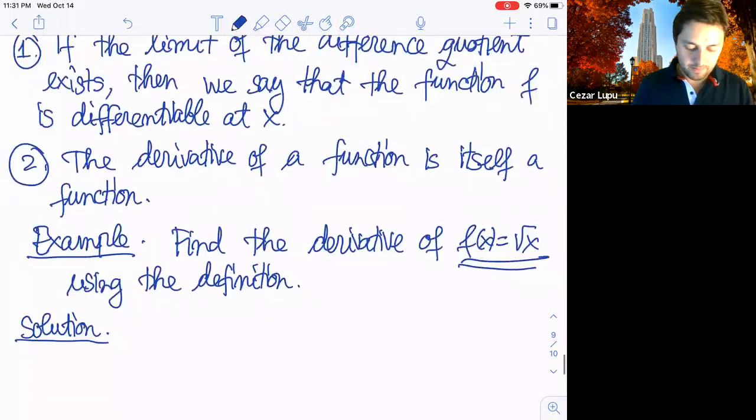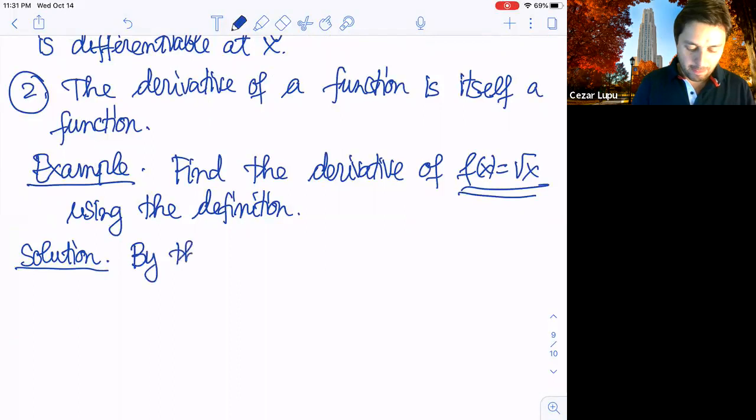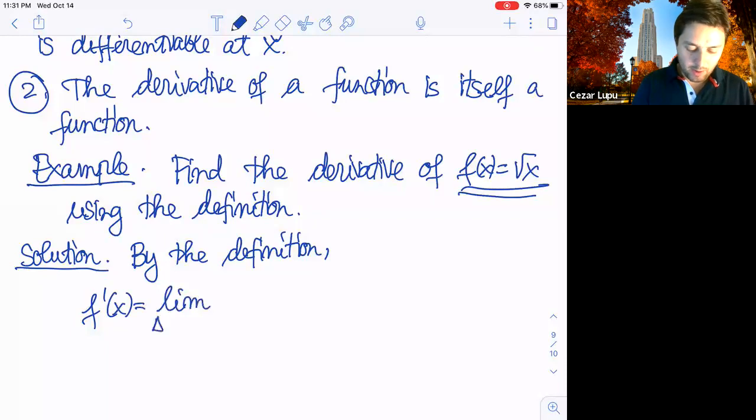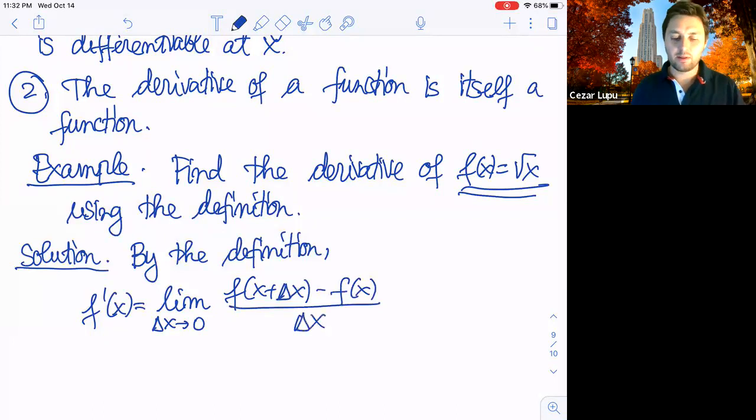So by the definition, f prime of x is the limit as delta x approaches 0 of f of x plus delta x minus f of x over delta x. So that's the definition. And now we just have to plug it in for our function, which is the square root of x. So this will be the limit of square root of x plus delta x minus square root of x, everything over delta x.